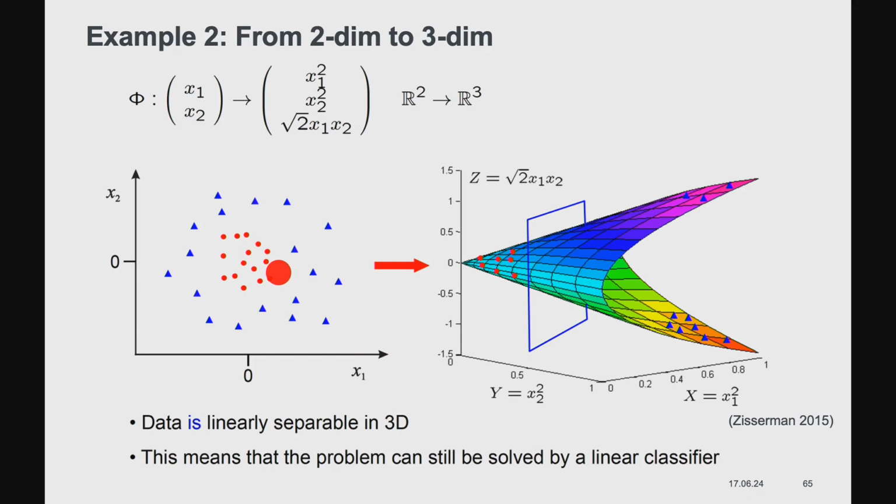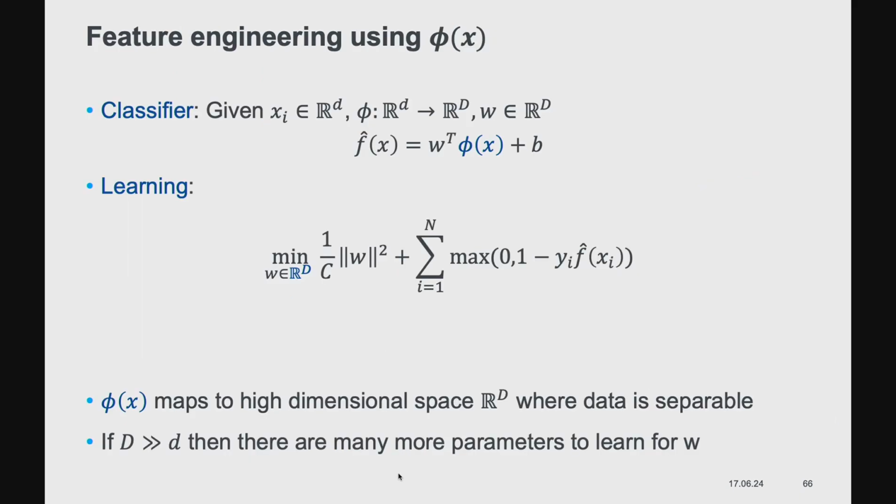Or when I have such a problem, I can, instead of representing things with x1 and x2, represent with x1 squared, x2 squared, and some linear combination of x1 and x2. So I go from this two-dimensional space to this three-dimensional space. And in this three-dimensional space, I can find a hyperplane that separates the red dots from the blue triangles. So the data becomes linearly separable. And then I can solve it by a linear classifier like a support vector machine.